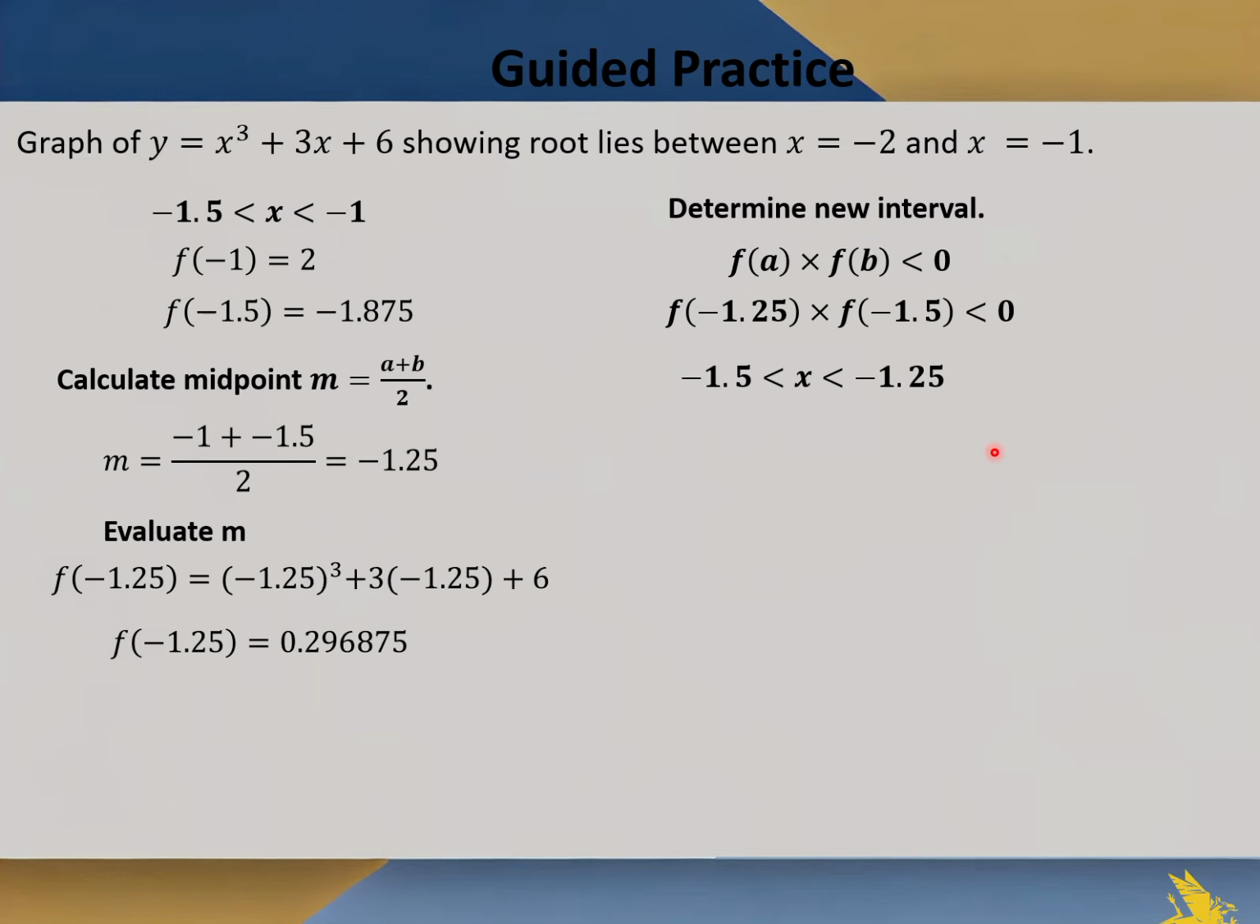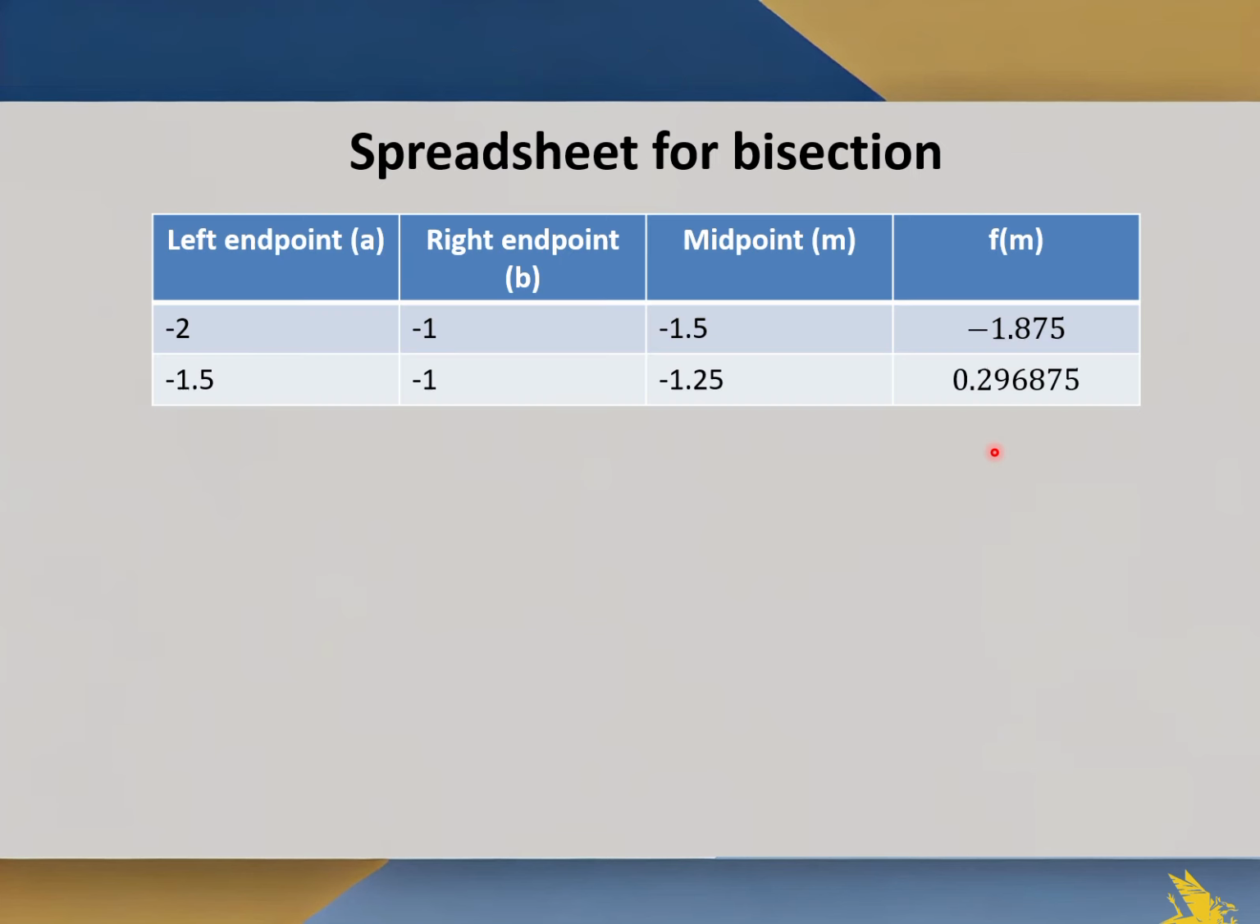Now, with what we've done here, an easy way of doing this, everything I've done, I could do it in a spreadsheet. So I could just put the left endpoint, the right endpoint, the midpoint, and then f of m, so substituting that value into my equation. Then, because that's negative, I'm picking negative 1.5 and negative 1, and I've got the midpoint, and I'm working out what that function of m is.